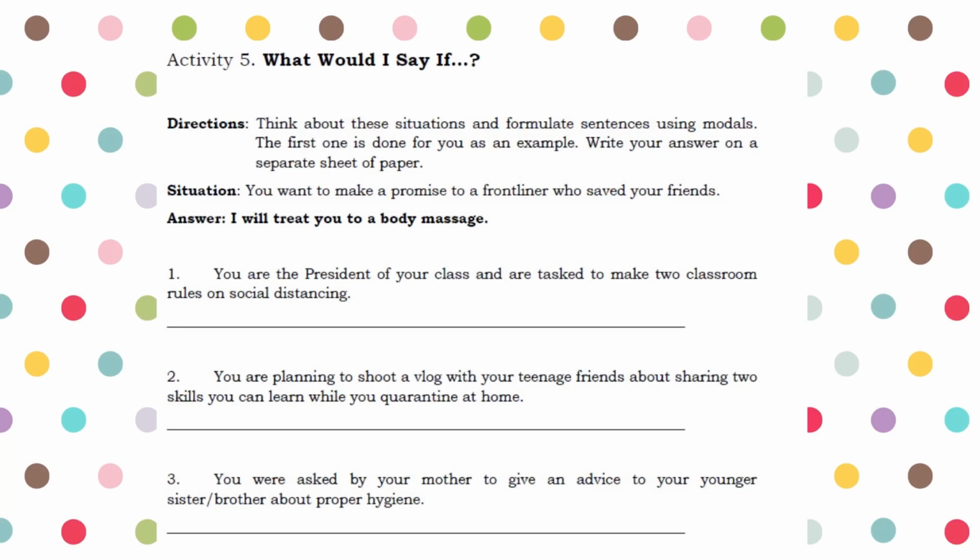Now it's your turn. Number 1. You are the president of your class and are tasked to make 2 classroom rules on social distancing. What would be your answer? Number 2. You are planning to shoot a vlog with your teenage friends about sharing 2 skills you can learn while you quarantine at home. What would be your answer? Number 3. You were asked by your mother to give an advice to your younger sister or brother about proper hygiene. What would be your answer?